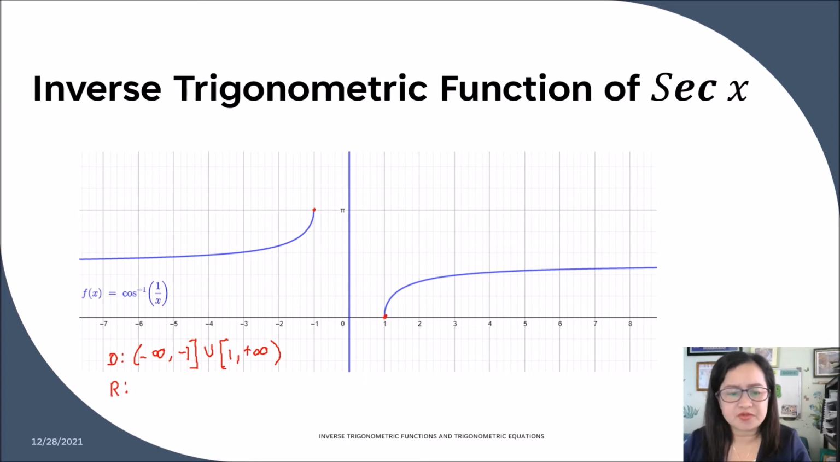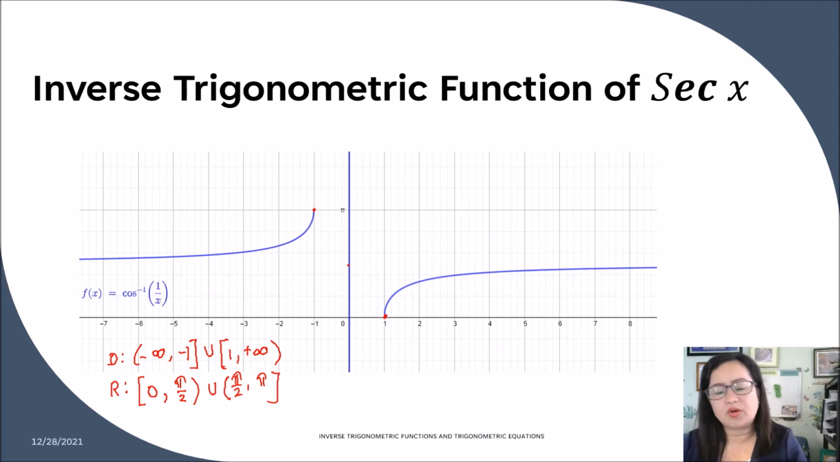Let's determine the range of the inverse function of secant x. Notice that pi over 2 can never be a value for y, so therefore we will have the half-open interval to the right, 0 to pi over 2, union pi over 2 to pi. Notice that pi is part of the range.